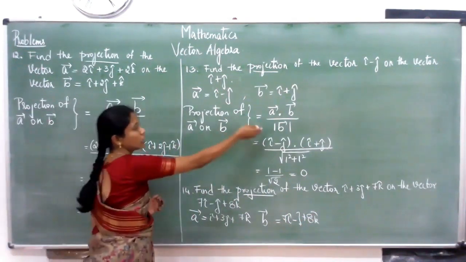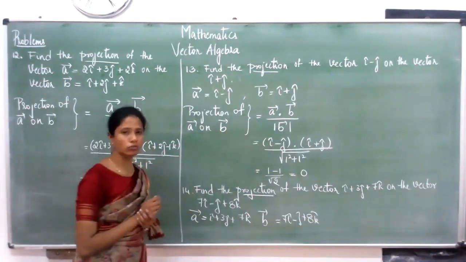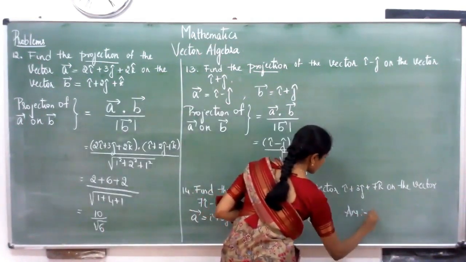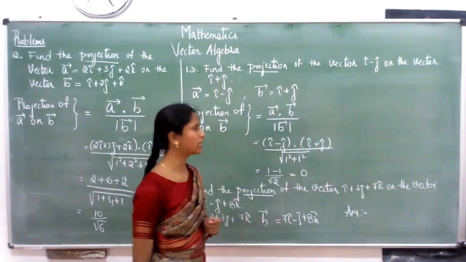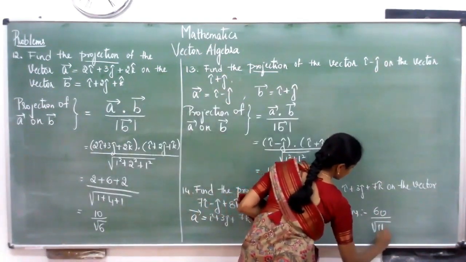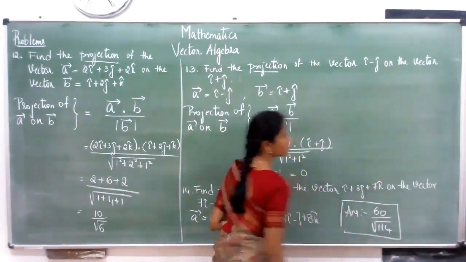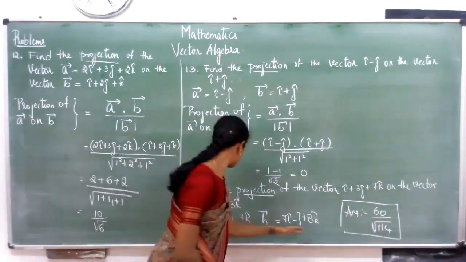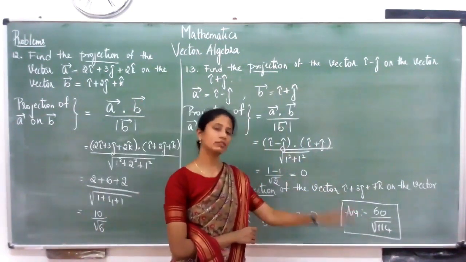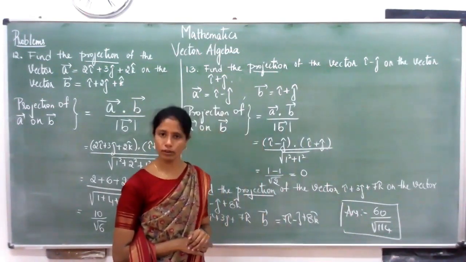The same formula you are going to apply and simplify. This is your homework problem. I just give you the answer for this. When you solve the problem, you can verify the answer. The answer is 60 divided by root 114. I leave this problem for your homework. You can verify your answer, you will get the projection of vector A on vector B as 60 divided by root 114.